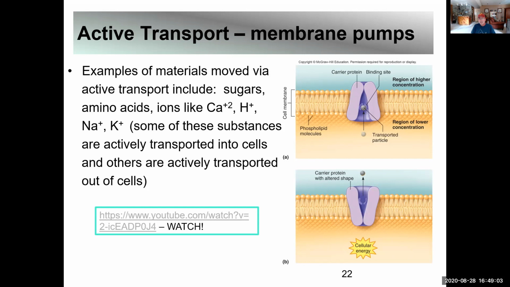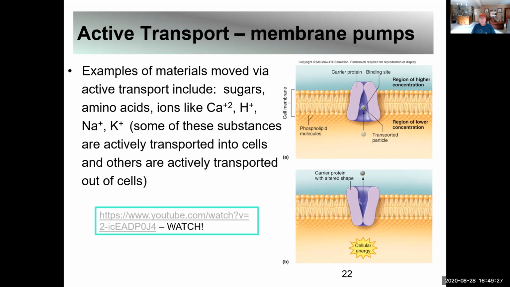Membrane pumps are just carrier proteins that move substances from areas of low concentration to areas of high concentration. Let's look at the sodium-potassium pump to see how it works. Outside the cell, there's a high concentration of sodium ion, or Na+. The brackets represent the word concentration. Inside the cell, there's a high concentration of potassium ion, or K+.